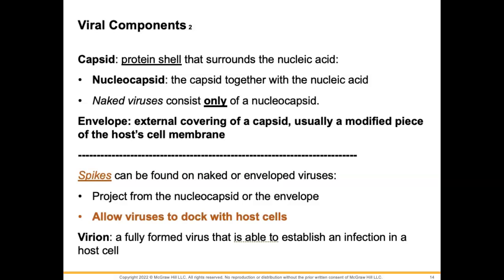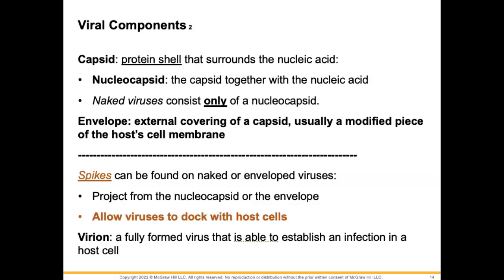So other viral components include spikes, which we've heard a lot about lately, if you've read anything about COVID-19. Spikes can be found on naked or enveloped viruses. They project from the nucleocapsid or the envelope, and they allow viruses to dock with the host cell, just like a boat needs a dock to get you to where you need to go. A virus needs a dock on the host cell, and that spike allows for that.